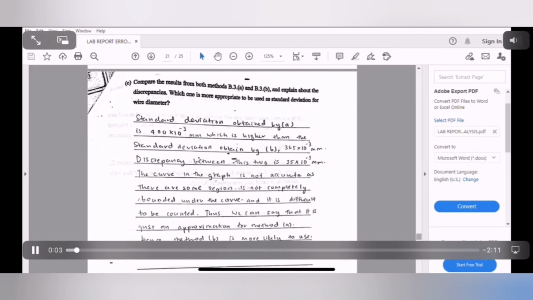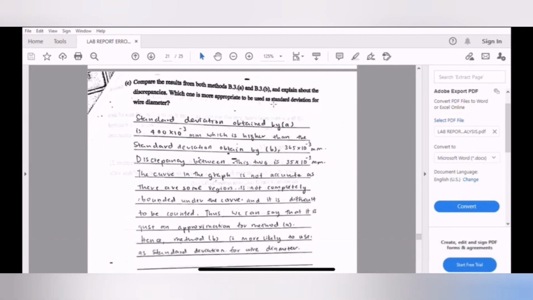Here we have to compare the results from both method 3A and 3B. The standard deviation obtained by A is higher than the standard deviation obtained by B. This discrepancy between the two is because the curve in the graph is not accurate. There are some regions which are not completely bounded under the curve, and it is also difficult to count, so it is just an approximation for method A. Hence method B is more likely to be used as the standard deviation for the diameter of the wire.